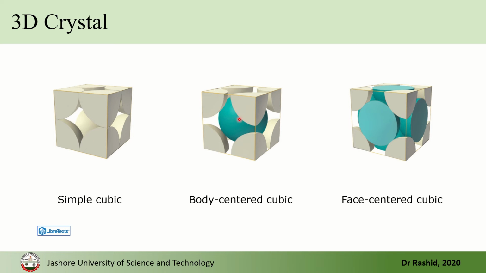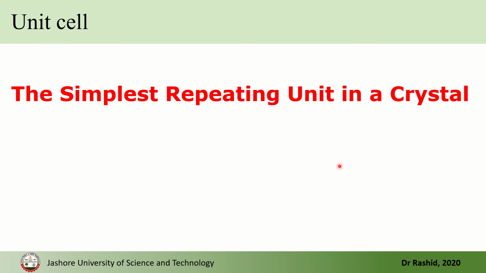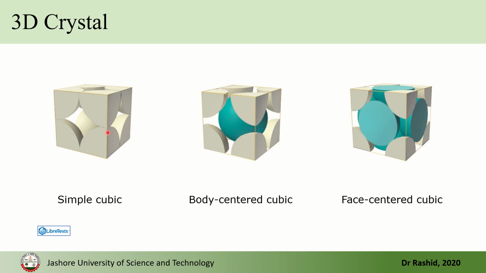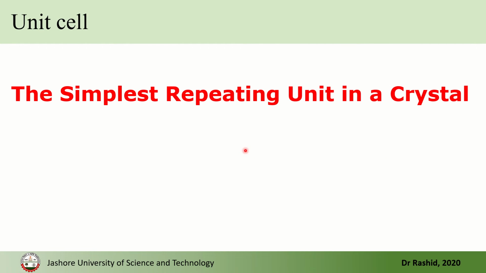In the body center, you have 1 at the center of the body. In the face center, you have 6, but for each atom, only half of the atom is contributed to the cube. This one we call the unit. Similarly, for the simple cube, this one is called the unit of the body-centered cube. This one is the unit of the face-centered cube. We call this the unit cell. That is, the simplest repeating unit in the crystal is called the unit cell.